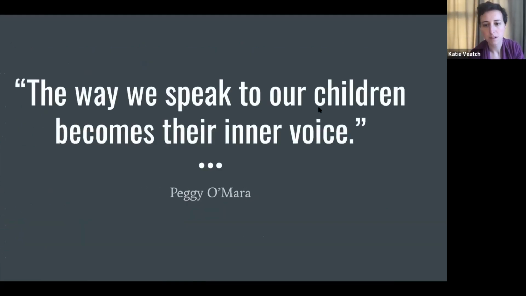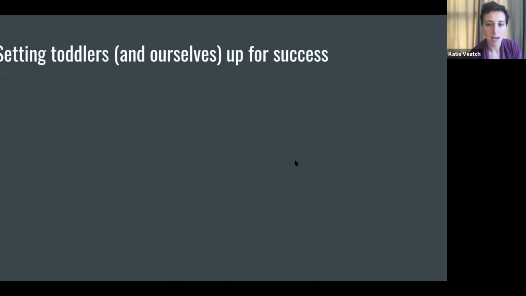So this is one of my favorite quotes. The way we speak to our children becomes their inner voice. This is really powerful. We are with these people at a very formative time, and we have an opportunity to provide them with a loving, welcoming, open environment. And let's do that. We have a short amount of time to do that. Let's give them that. So let's set everyone up for success.